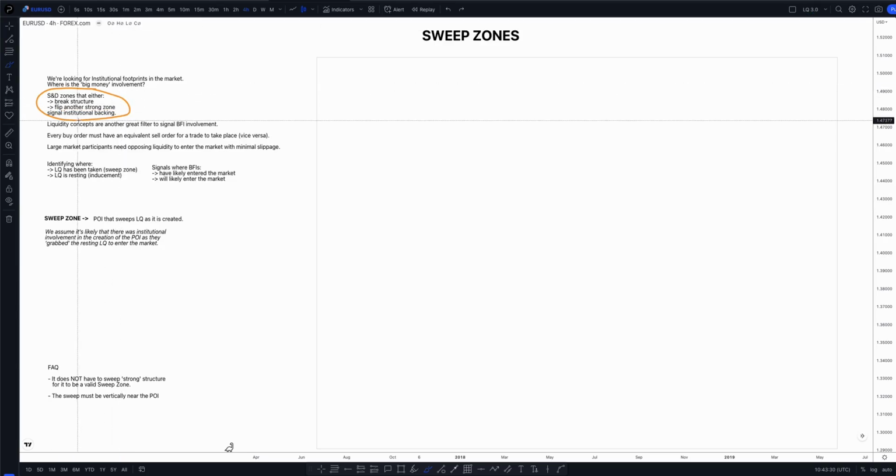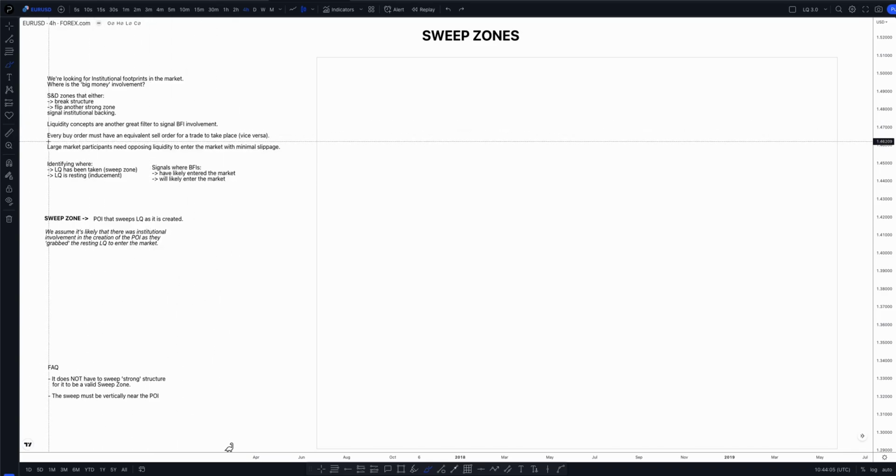When we've been identifying that, it can hopefully signal that there was institutional backing in the creation of that zone. So liquidity concepts are simply another great filter to signal BFI involvement. BFI: banks, financial institutions. It's just another acronym in a space that's already overloaded with acronyms, but basically the big guys, right? Institutional involvement is what we're saying there. So it's another way in which we can apply these liquidity concepts to what we've already been looking at, as another tick in the box that potentially there was big money involved in that area.